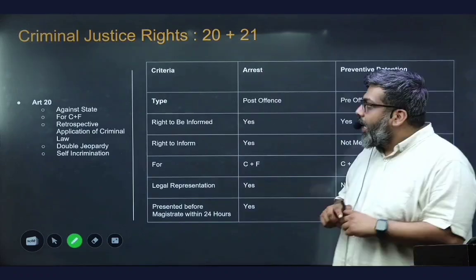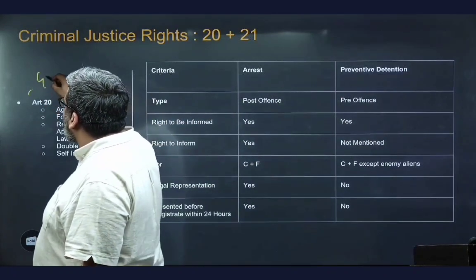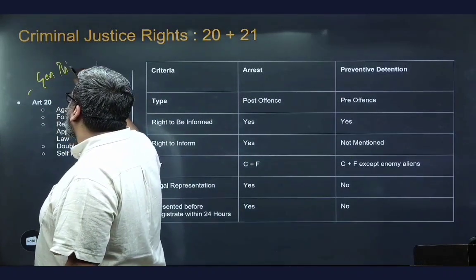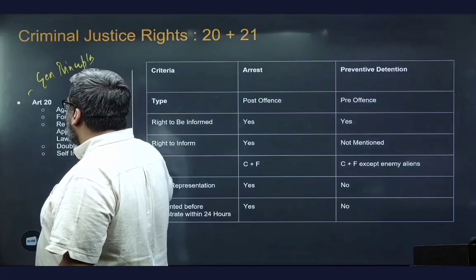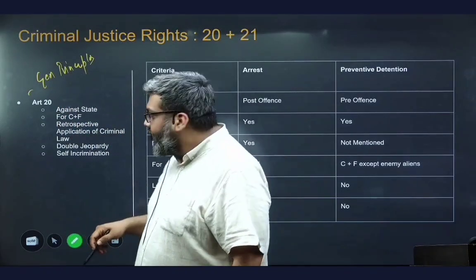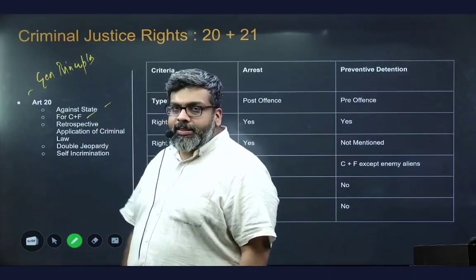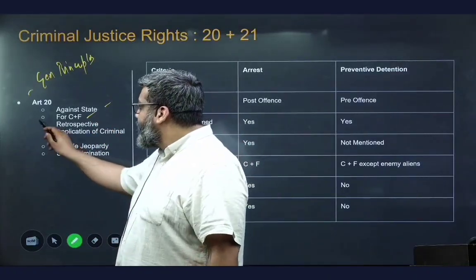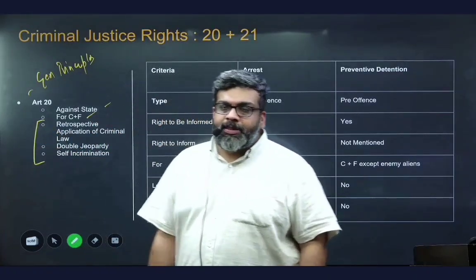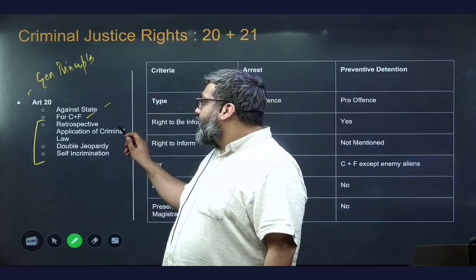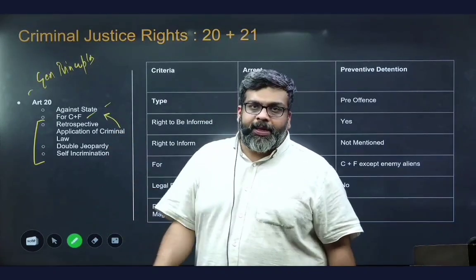First, Article 20 gives you general principles with respect to criminal justice. It tells you the following things. 1, it's available only against the state. 2, it's for everybody, citizens and foreigners. 3, it speaks of 3 specific criminal principles. 1, a criminal law cannot be applied on a backdate.